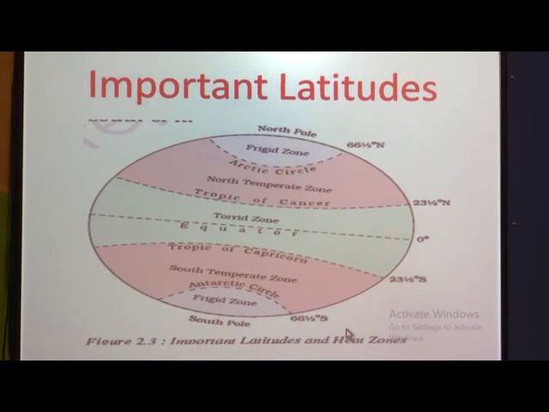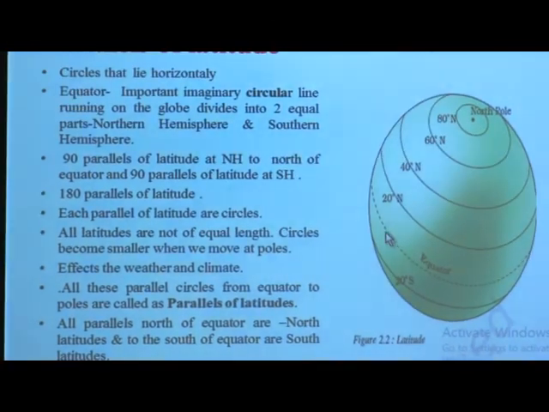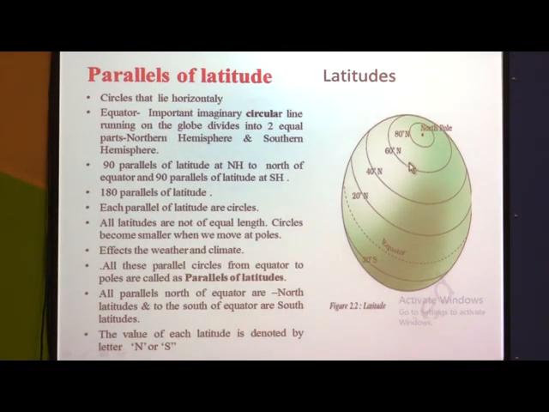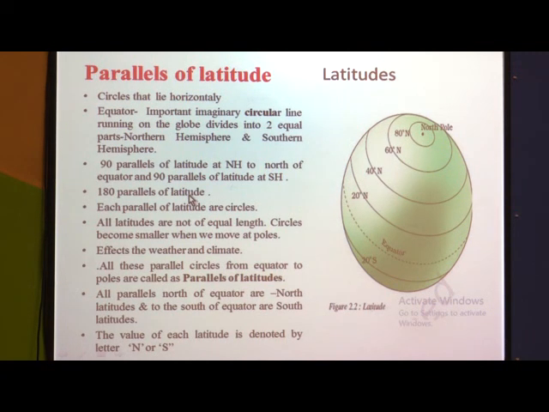So children, these were some important topics which we have seen today in this session. About latitudes, we have seen the geographical features of the globe, that is the axis, north pole, south pole, continents and oceans. Again we have seen what the parallels of latitude are. These circles do not intersect, and they go on decreasing towards the poles. There are 90 parallels of latitude above the equator in the north, and the same 90 in the south of the equator. So in total we get 180 parallels of latitude.